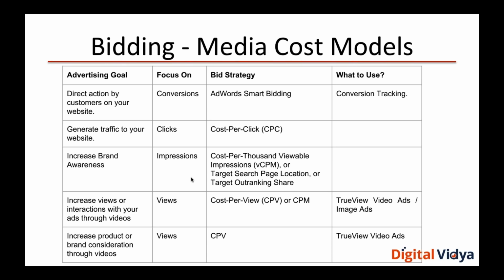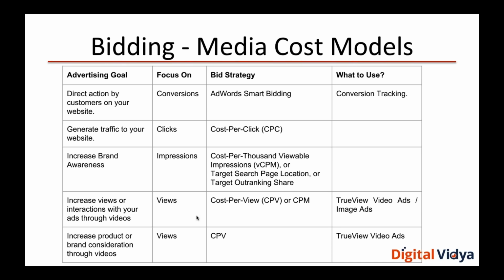If your advertising goal is brand awareness, your focus should be on impressions metric. You can go for VCPM or certain other bid strategies, which we will discuss in the next slide. So target search page location is basically if you want your ad to appear only on the first page of your search results or on the top half of the first page. You can specify all that in this kind of bid strategy.